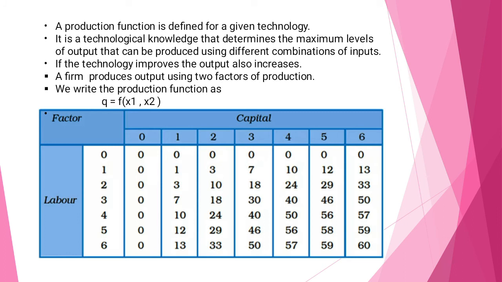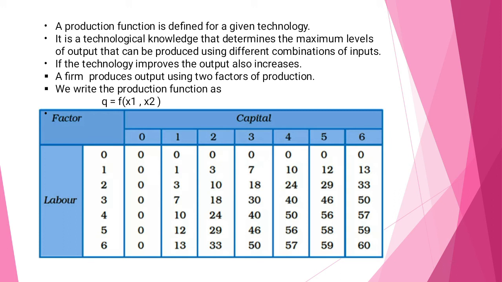A production function is defined for a given technology. Always, a production function is defined for a given technology. It is technological knowledge that determines the maximum level of output that can be produced using different combinations of inputs. Technological knowledge is very important for labor to produce maximum output for the different combinations of inputs. As the technology improves, the output also increases.